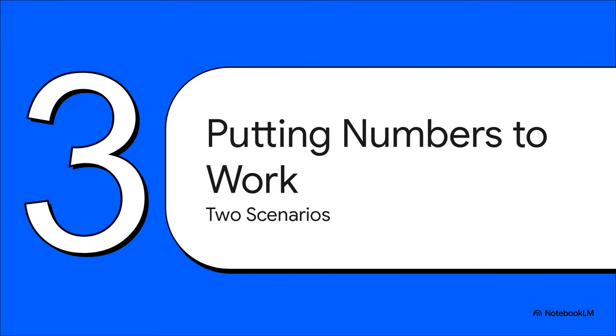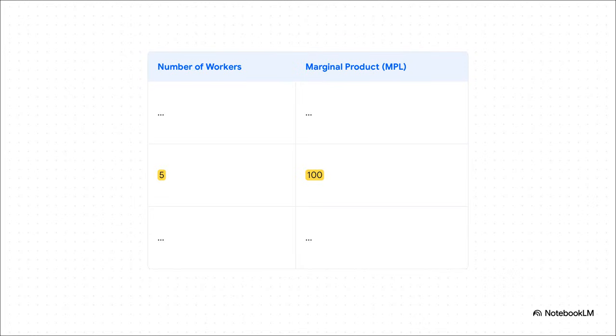All right, theory's great, but let's see how this plays out in the real world. We're going to grab some data from our source material and walk through a couple of scenarios to see exactly how a business would use these ideas to make a decision. Okay, take a look at this data. This table basically shows us how much extra stuff each new worker adds. For our example, let's just zoom in on this one key row here. See that? When we hire the 5th worker, their specific contribution, their MPL, is exactly 100 units. Now, remember that number, 100. It's about to be very, very important.